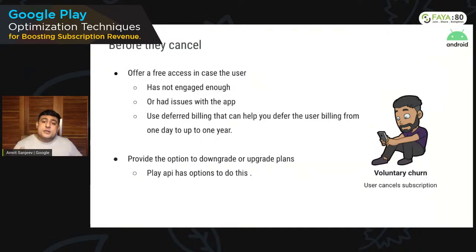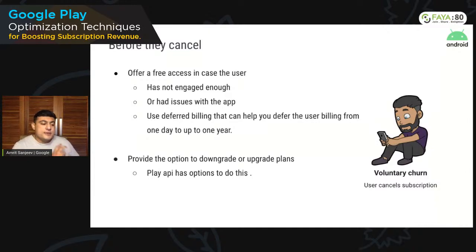But if they are presented with the option to go to a tier which has fewer features but is less expensive, which might fit them better, they might just opt to do that and continue to pay you a smaller revenue, but still continue to be a paying customer for you. So you want to give that option.